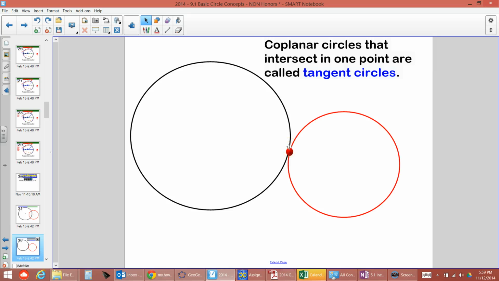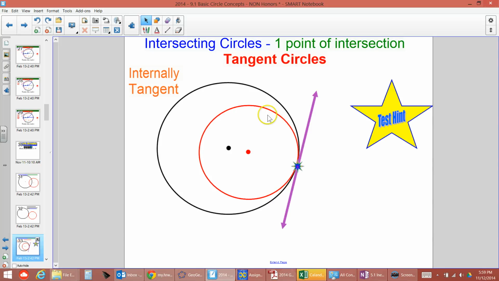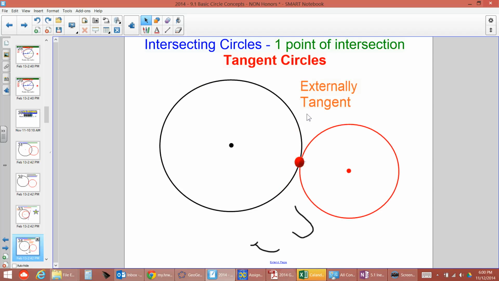There's two different kinds of tangent circles. One's on the inside. Notice how these are internally tangent because one of the circles is inside of the other circle. Okay. We also have what's called externally tangent, which means both the circles don't overlap. One's not inside the other. They're next to each other. And if you notice, you can kind of make this look like a face. You put the nose and the mouth on there. It's kind of cool.